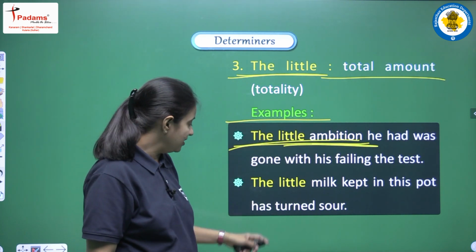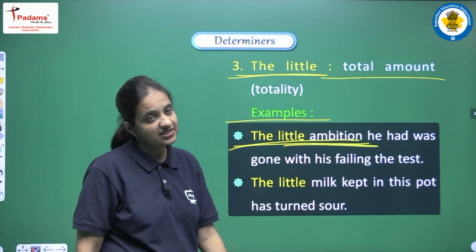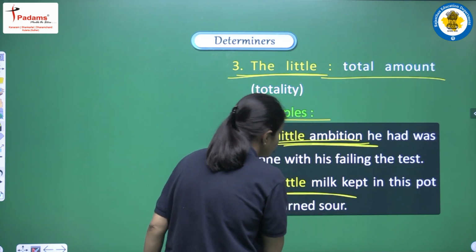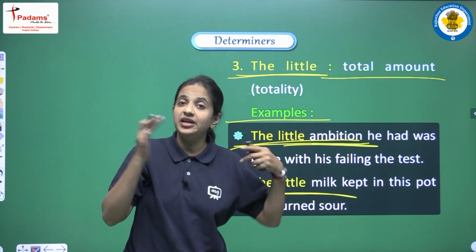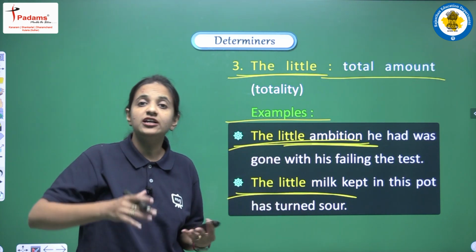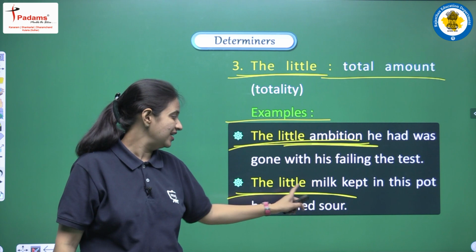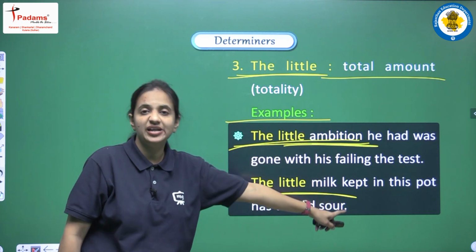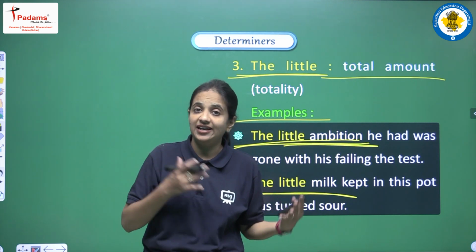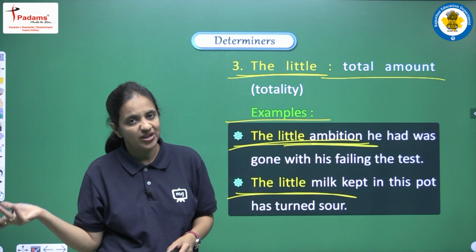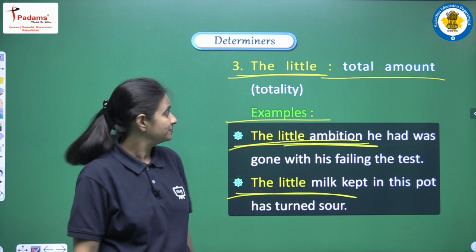One more example we are having. The little milk kept in this pot has turned sour. So now we are saying that the entire milk, the total milk that was there in this pot. Okay, so again हम उस pot में जितना भी milk था, so again we are talking about the total amount, the total quantity of the milk. This is the reason we are using the little here before milk. Okay, so just like the few, the little is also used to show the totality. The few we have to use before countable nouns, and the little we have to use before uncountable nouns.